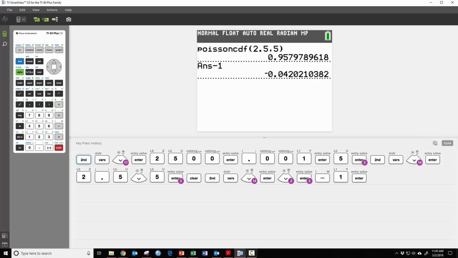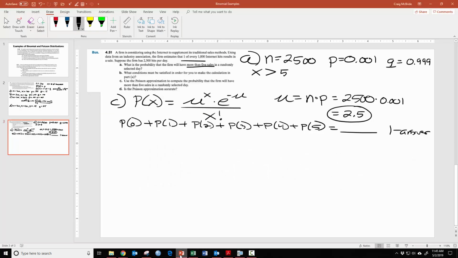All right, so those are two basic examples of binomials, and we even ran one of Poisson.